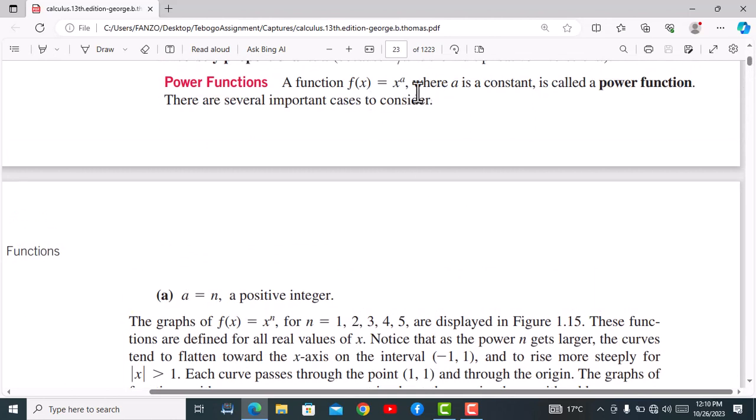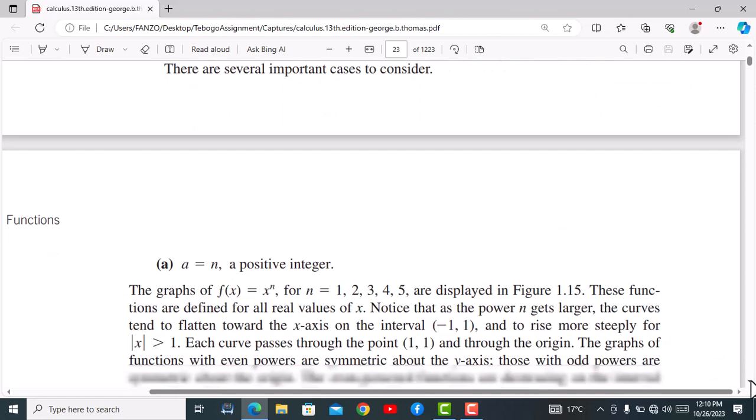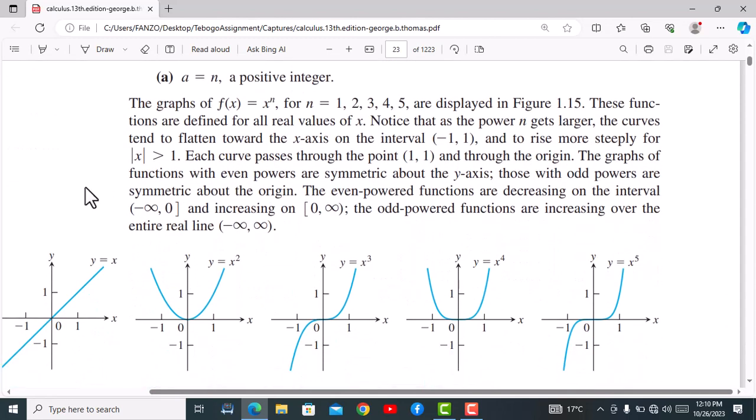There it is. So a function f at x equals a x to the exponent of a, where a is a constant, is called a power function, and there are several important cases to consider. So these cases are very important. So when a is equal to n, where n is a positive integer, the graphs of f at x equals x to the exponent of n for n equals the natural numbers 1, 2, 3 and so on, are displayed in figure 1.15.